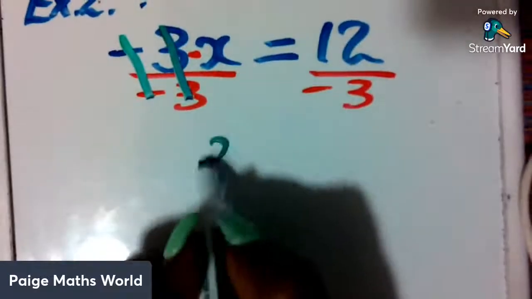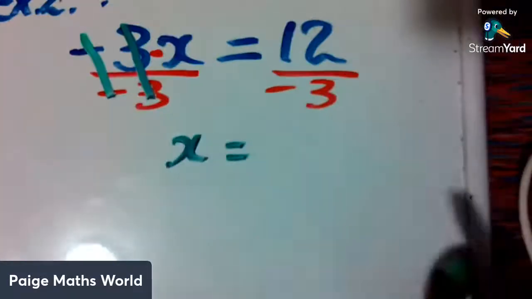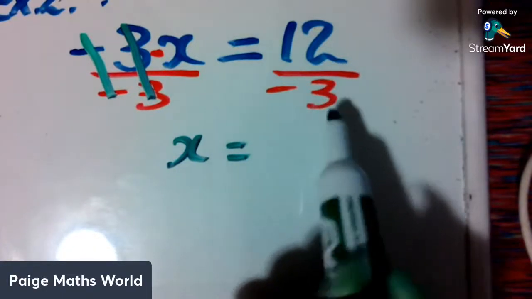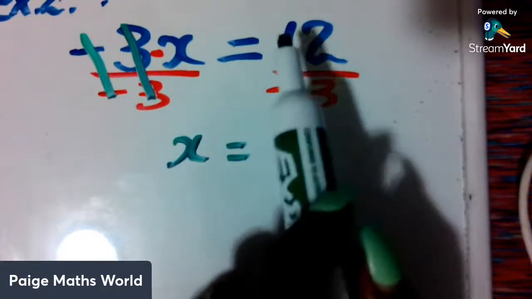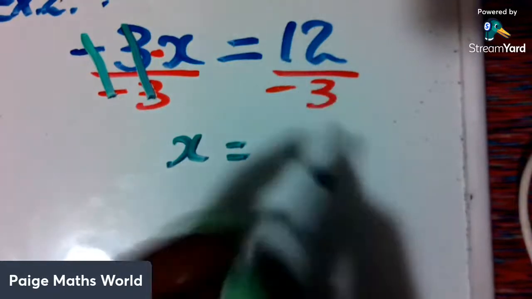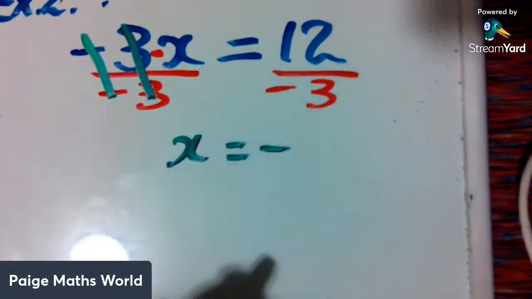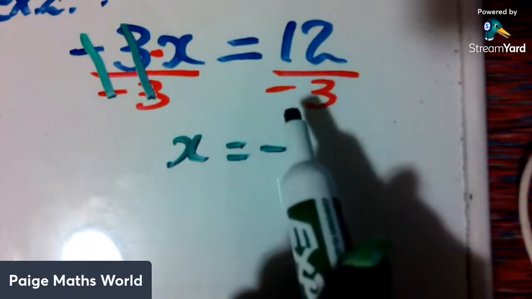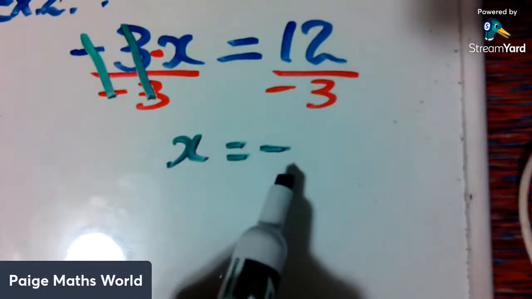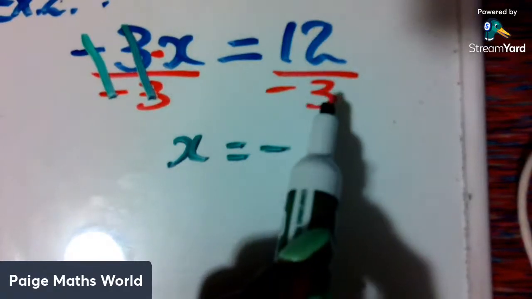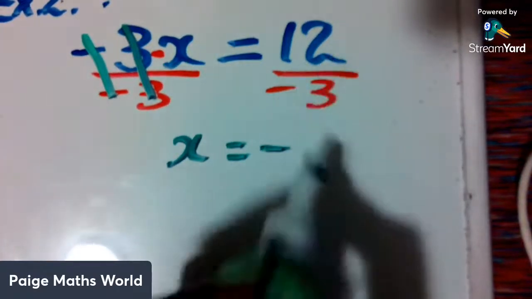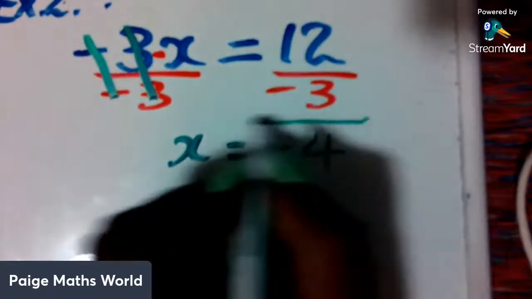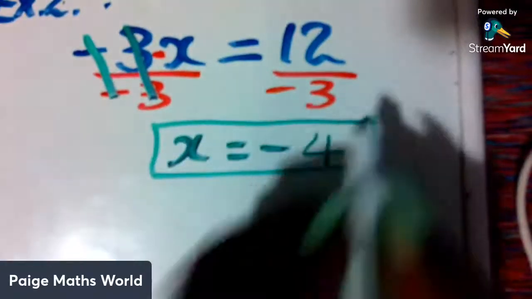And now we're going to do this part of it. 12 divided by negative 3. Please note, once you are dividing a positive by a negative, your answer will have to be a negative, right? Again, once you're dividing a positive number by a negative number, your answer will have to be a negative. And we know that 3 fours is 12. So 12 divided by 3 is 4. And therefore, x is equal to negative 4.